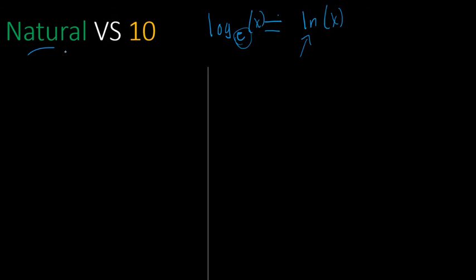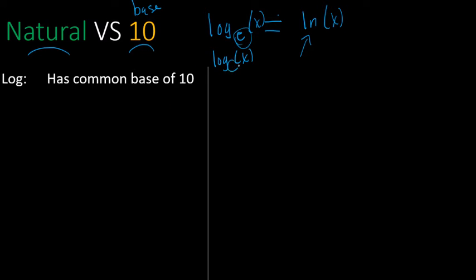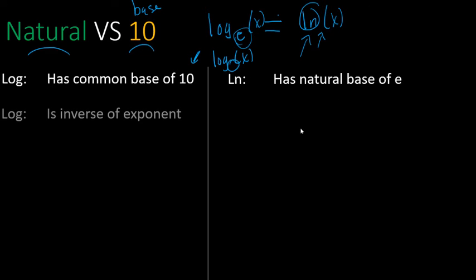So if we're looking at the natural logarithm versus base 10, remember that a logarithm has the common base of 10. So when you see log of x just written out like that, you assume that the base is 10. You'll never really see ln with any sort of base written because we already know that it's really saying log base e. Okay, so logarithms have a common base of 10 unless another base is written. Lns, or natural logarithms, have a natural base of e.